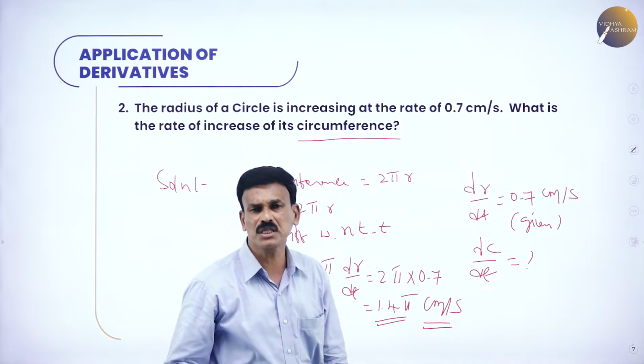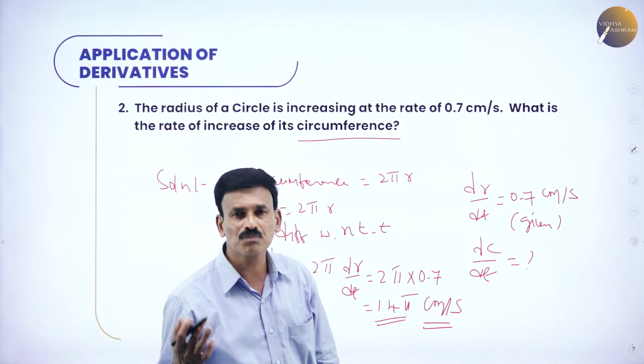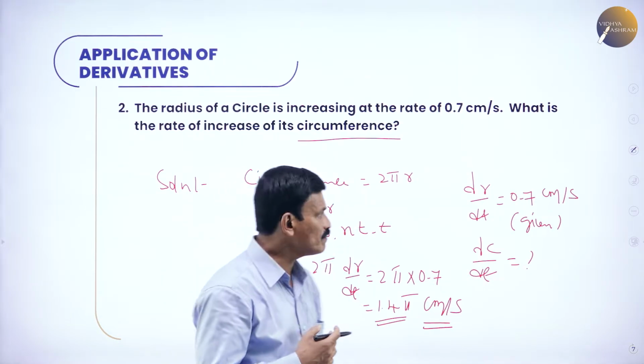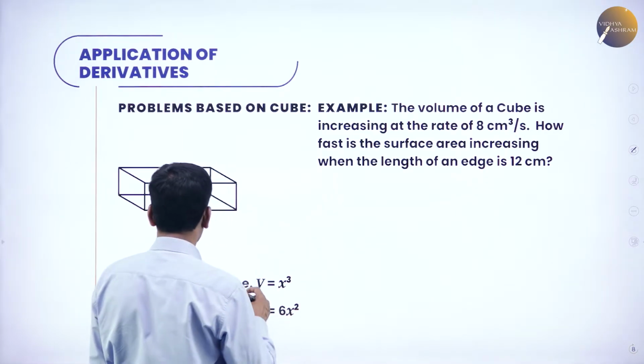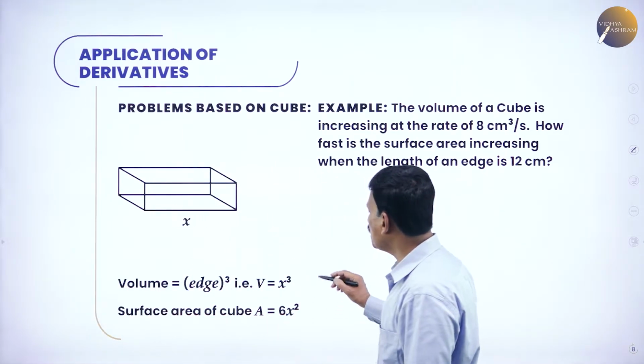Very important. You may expect this for 2 marks. Okay. Very simple. Now, let's come to the next problem. What is the next problem? Now the problems based on the volume and surface area of the cube.